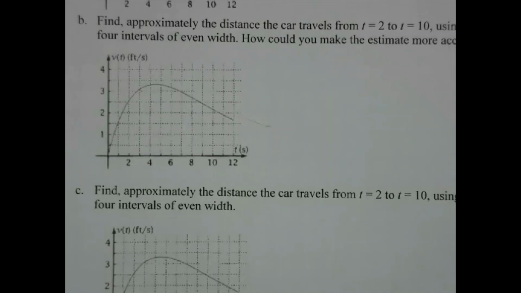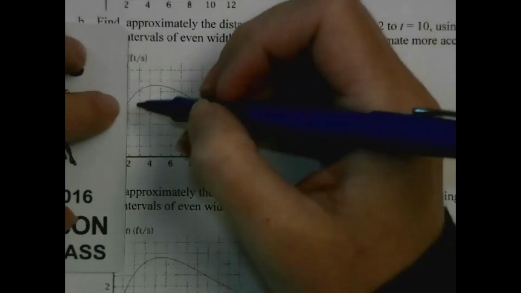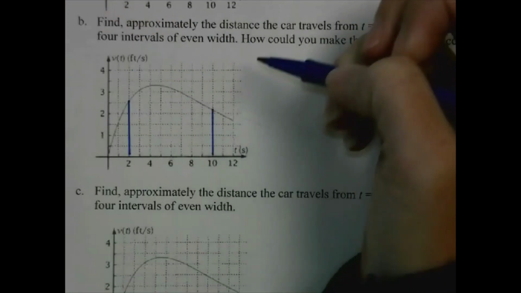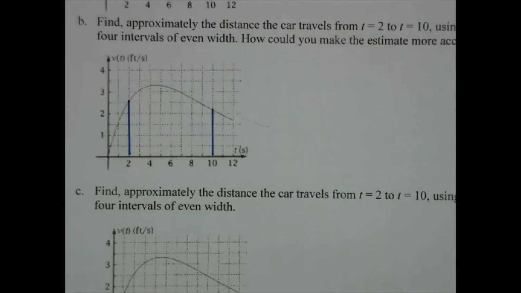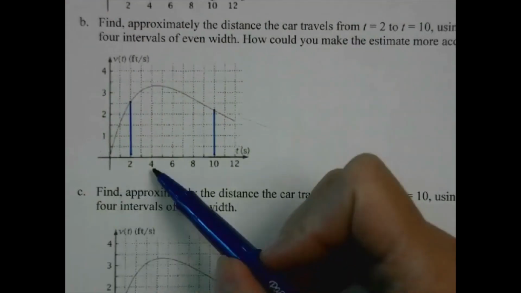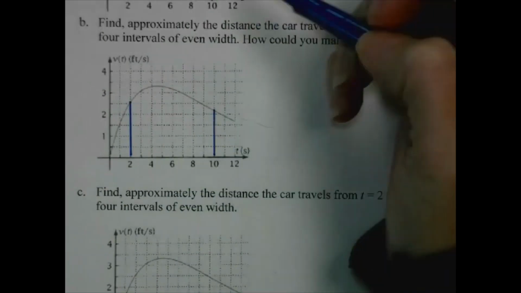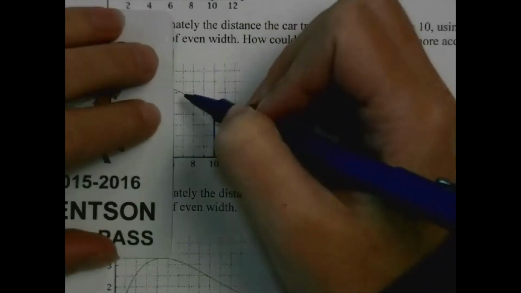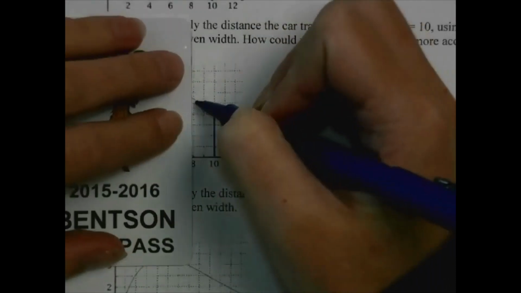Same graph, but now we're going to find approximately the distance the car travels from t equals 2 to t equals 10 using a left Riemann sum using 4 intervals of even width. Okay, and then we'll answer that follow-up question. So a Riemann sum. So again, we're going from 2 to 10, and we're going to break this up into 4 equal pieces. So that's going to be from 2 to 4, 4 to 6, 6 to 8, and 8 to 10. So we're going to go ahead and draw vertical lines at all of those locations.